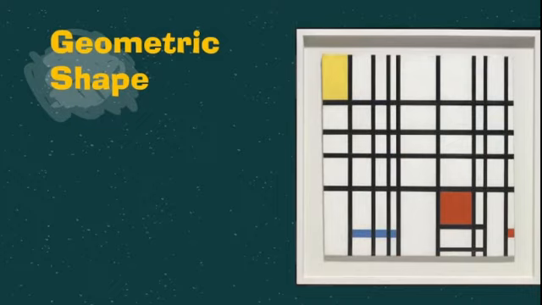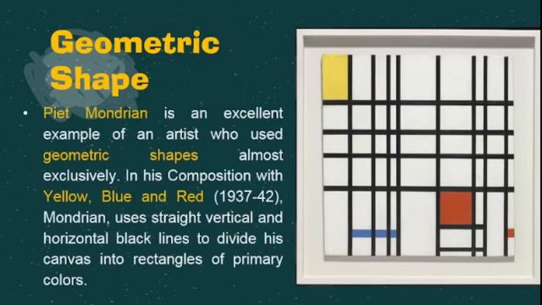Okay. We also have the geometric shape, the one that we were taught at school. Piet Mondrian is an excellent example of an artist who used geometric shapes almost exclusively. In his Composition with Yellow, Blue, and Red, Mondrian used straight vertical and horizontal black lines to divide his canvas into rectangles of primary colors. Okay, so it's very obvious that the shapes there are squares and rectangles.